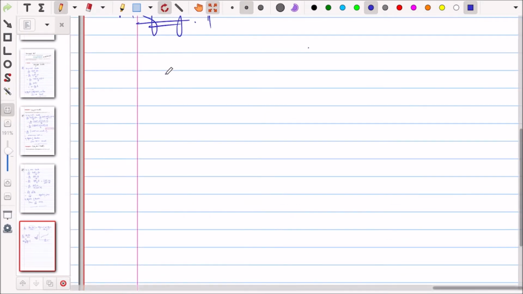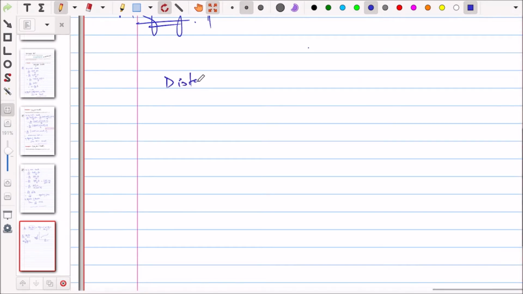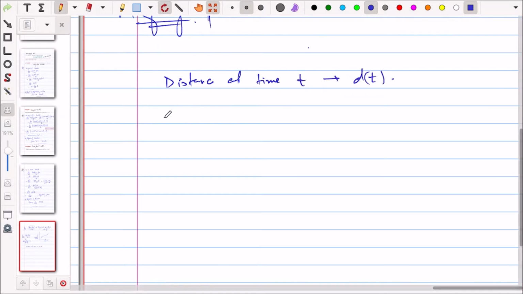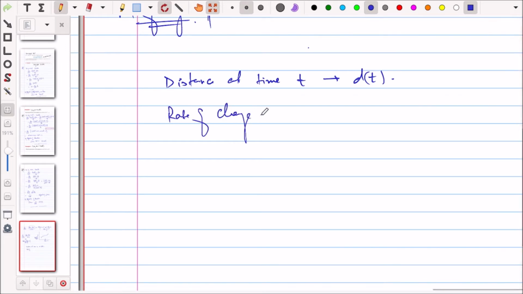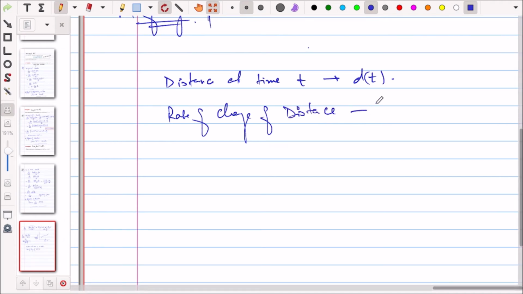At time t, suppose distance at time t is given by d(t), then what will be your rate of change in distance? Rate of change of distance क्या होता है? What does this represent? Speed, sir. Speed, velocity. क्योंकि डायरेक्शन भी होती है ना इसमें, so it is called velocity. ठीक है, so v(t) is nothing but rate of change of distance, so you will calculate this.